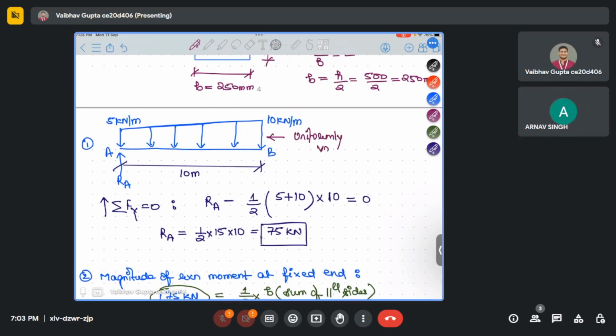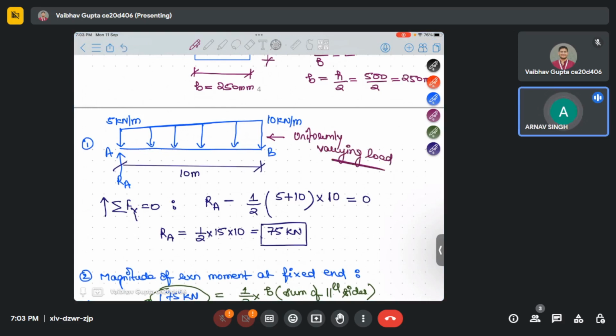Sir, in the assignment the question was: the magnitude of the Y component of a reaction force FY acting on a fixed end at A, is that the same? Yeah, same. But there the loading is the opposite, other way around: 10 is applied at A, 5 is applied at B. So try to understand this question, then solve the assignment.